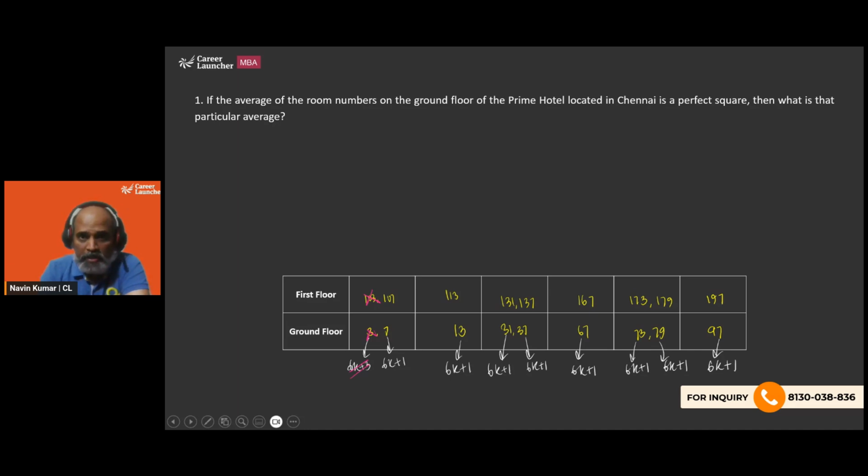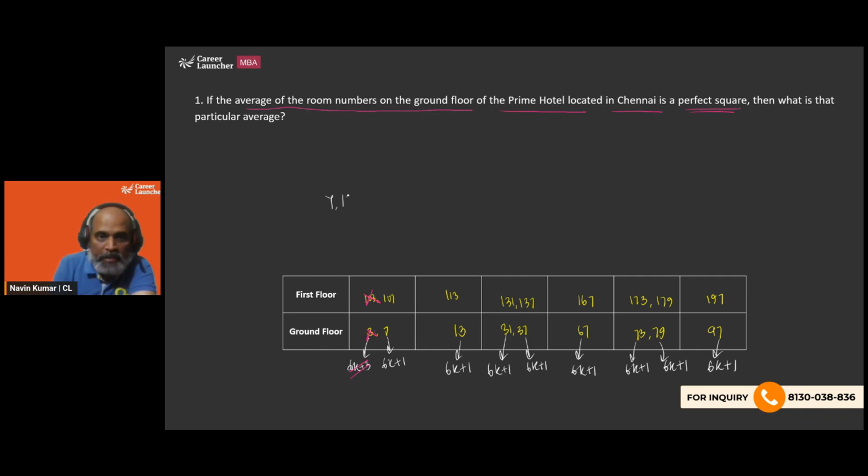So the 4 combinations exist. For the third room, there are 2 possibilities, and for the sixth room, there are 2 possibilities. So overall, 2 into 2, 4 possibilities for a total of 4 metropolitan cities. Now, since this is known, we are told that the average of the room numbers on the ground floor of the prime hotel located in Chennai is a perfect square. So we need a perfect square combo.